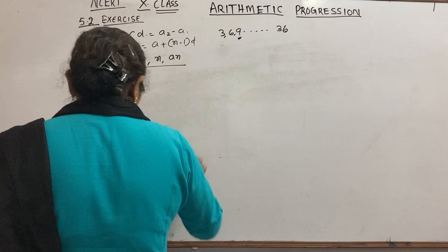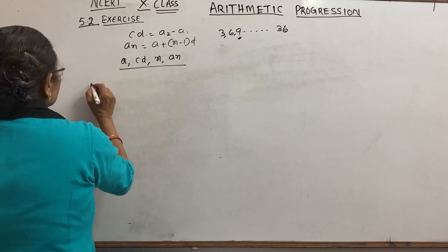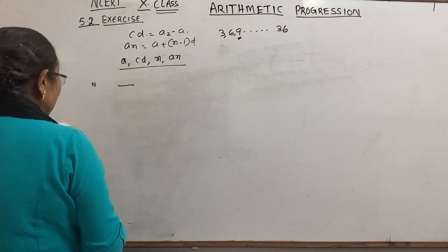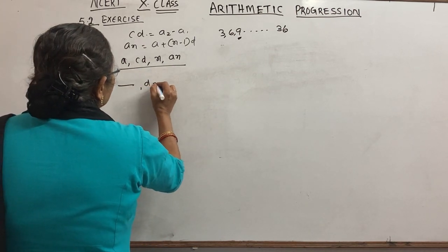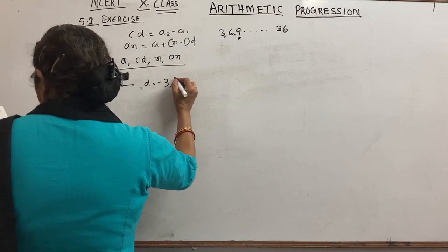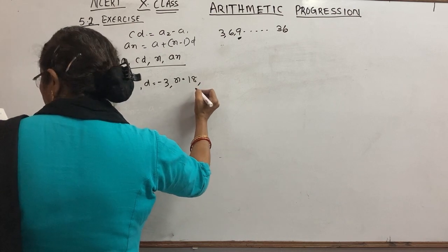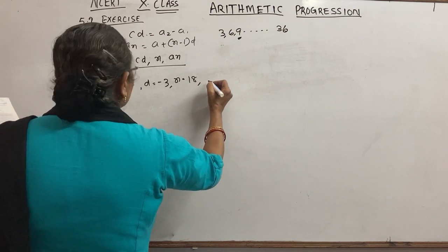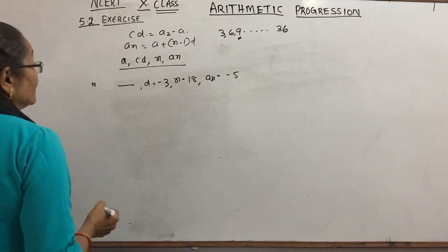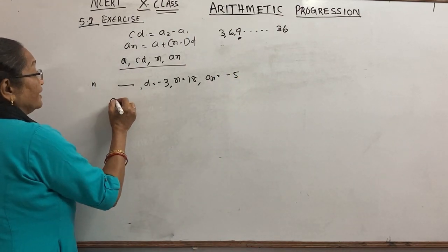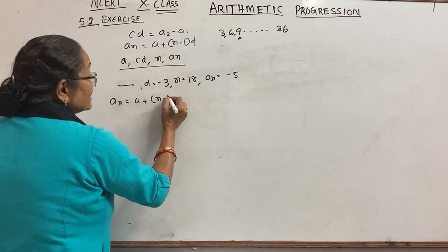Now let's go for the third part. He has given a is dash, then d equals minus 3, then n equals 18, then an equals minus 5. Okay, now a he has not given. an equals a plus n minus 1 into d.